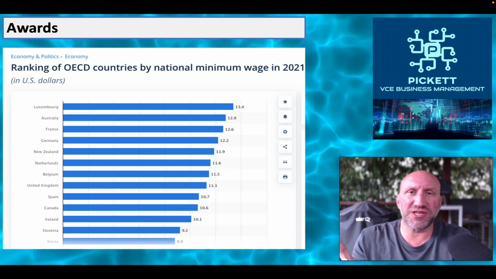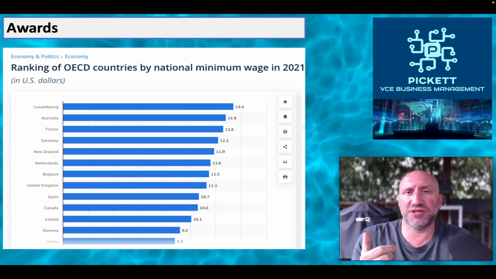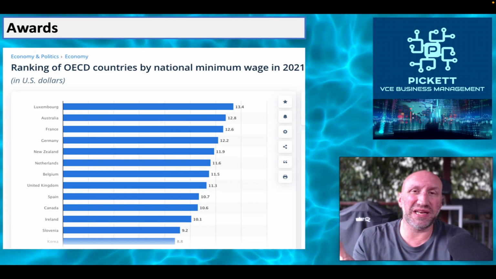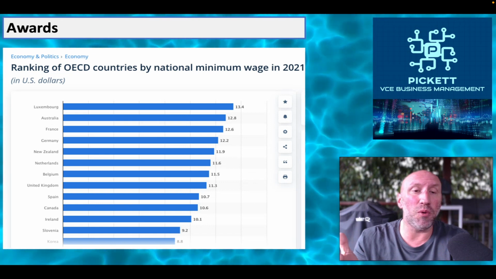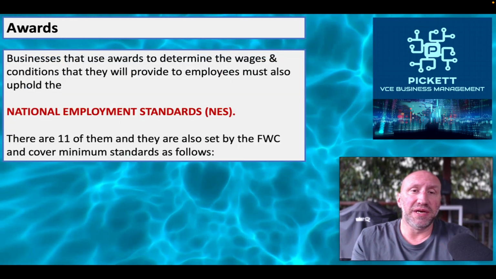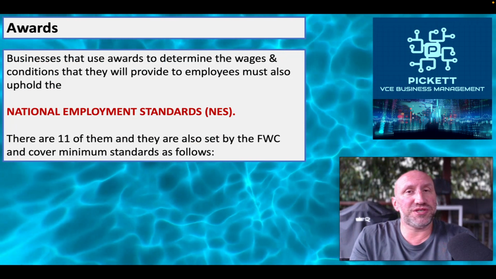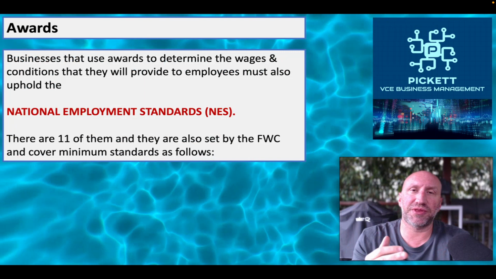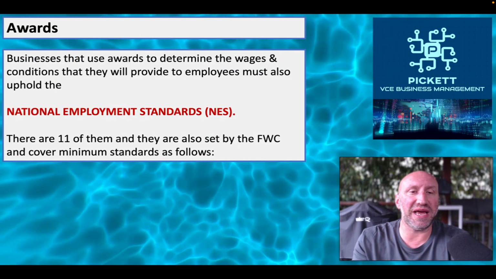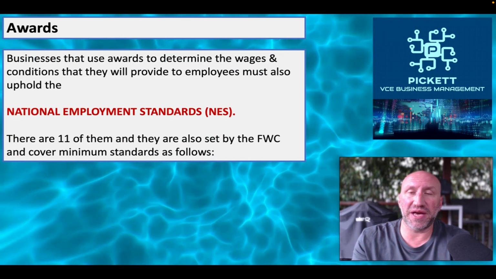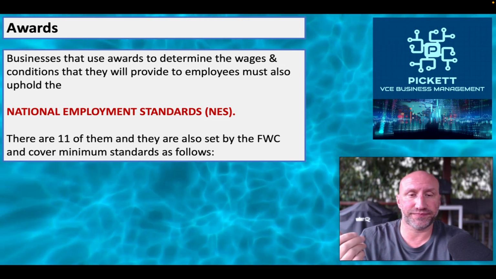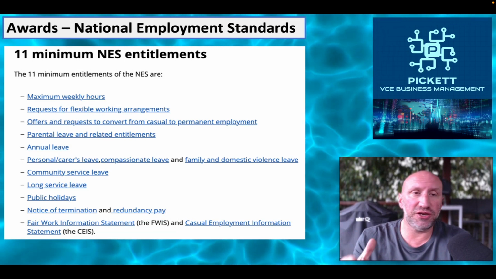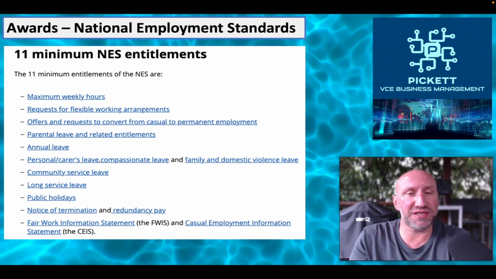And these figures are in US dollars. But it's just interesting to point out that in terms of our workforce, Australia legally protects our workers more than most countries. Now, businesses use awards to set the wages and conditions. That also must uphold something called the National Employment Standards, the NES. Now, there's 11 of them, and again, they're set by the Fair Work Commission, and they cover these 11 minimum standards. And again, you would just click through the website to look in more detail at these.